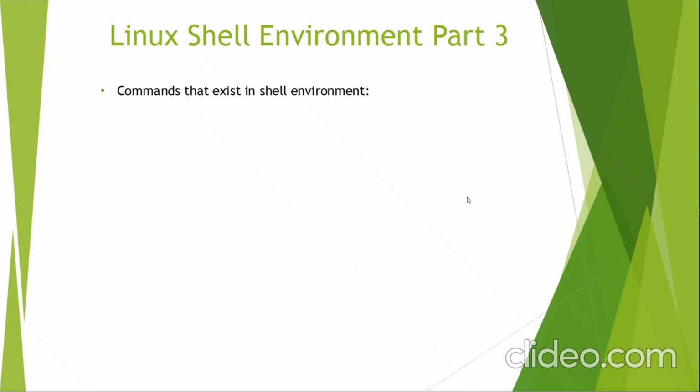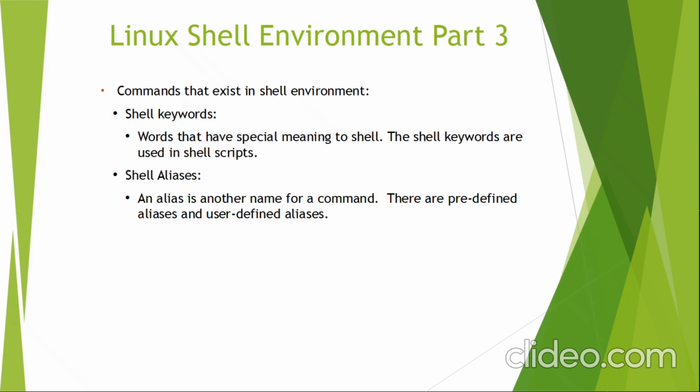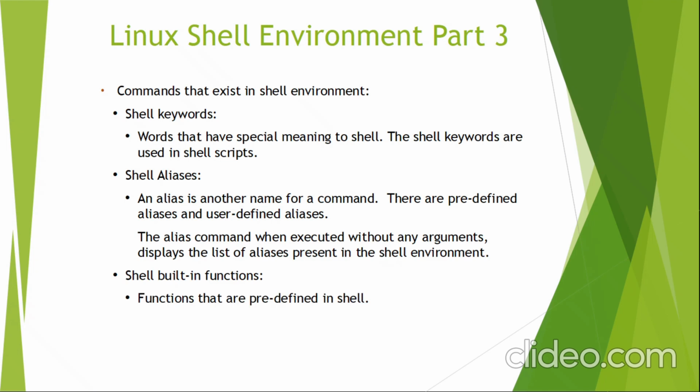As a part of part 3 of Linux shell environment, we are going to learn the following. There are various types of commands that exist in shell environment. One is the shell keywords, one is the shell aliases, shell built-in functions, shell user-defined functions. What are shell keywords? Words that have special meaning to shell. The shell keywords are used in shell scripts. There are certain words that have got special meaning to the shell. They are known as shell keywords.